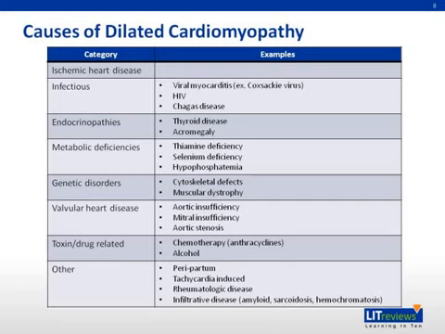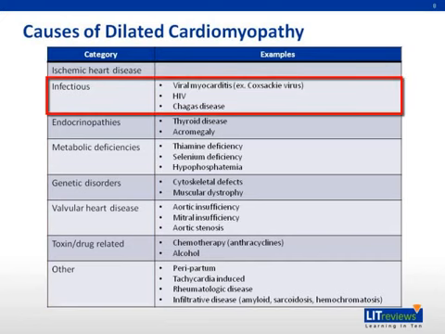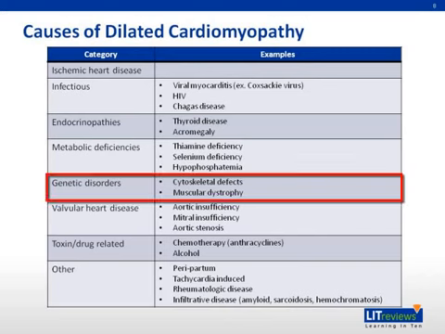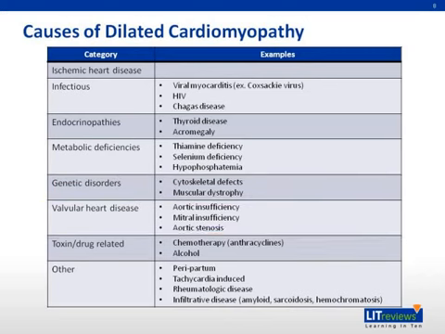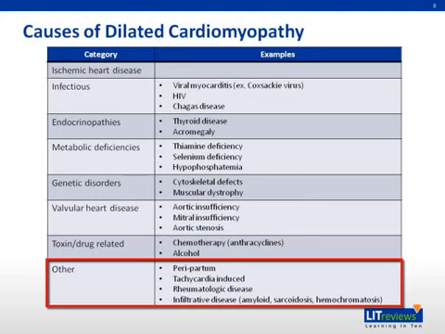Dilated cardiomyopathy is a heterogeneous disease with many potential causes. An exhaustive list would be difficult to compile. Nevertheless, there are major categories of disease that should be considered when anyone is given a new diagnosis of dilated cardiomyopathy. These include ischemic heart disease, infections, endocrine disorders, metabolic or nutritional deficiencies, genetic disorders, valvular heart disease, toxin or drug-mediated cardiomyopathy, and other causes such as cardiomyopathy secondary to rheumatologic disease, infiltrative disease, or peripartum cardiomyopathy.